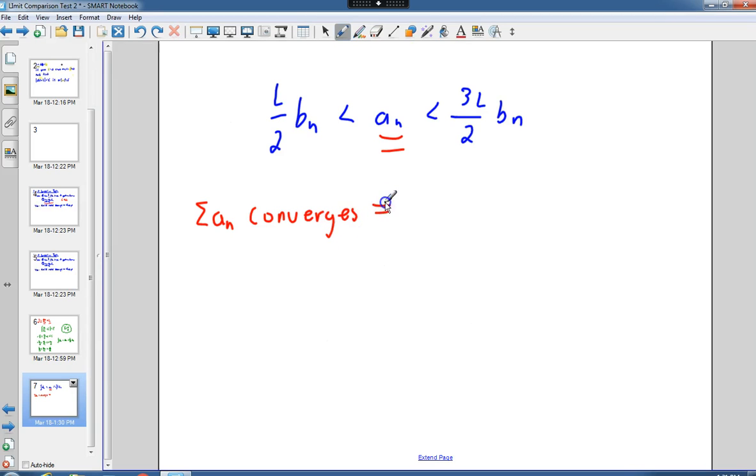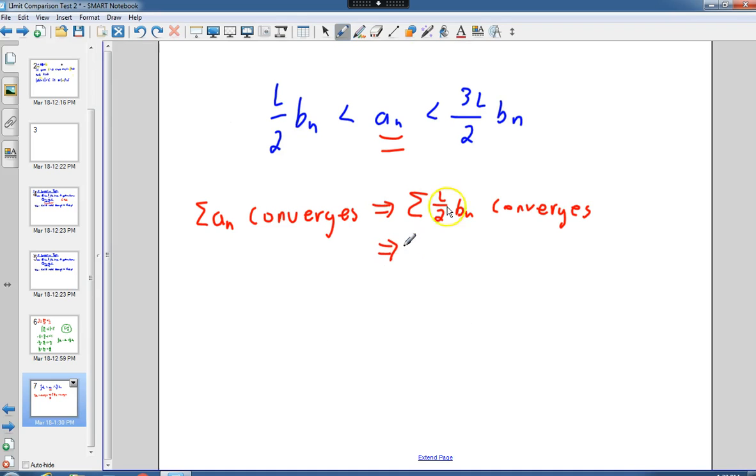well, the way that this inequality is set up by the comparison test, since everything in L over 2 times b sub n, or that expression, is always going to be less than a sub n, that would mean that the series with general term of L over 2 b sub n would have to converge, because every single term of this particular series is less than the respective term in the series with general term of a sub n. So this particular series has to converge by the comparison test.